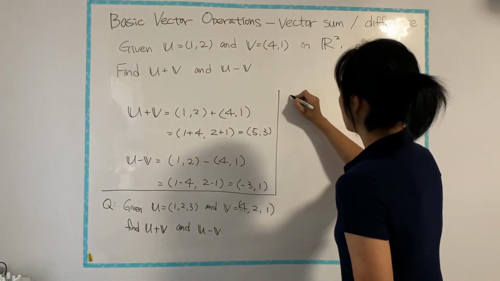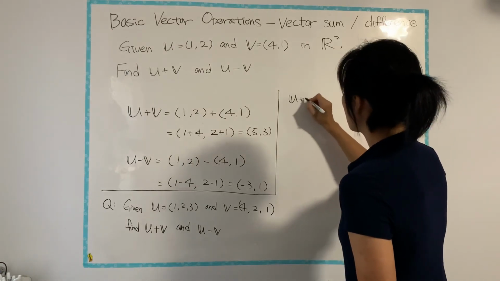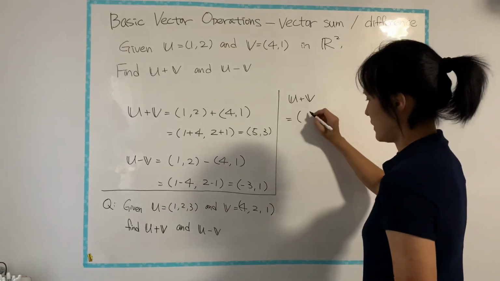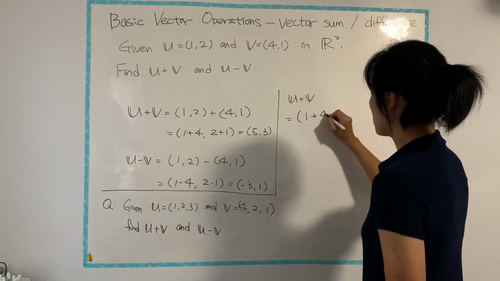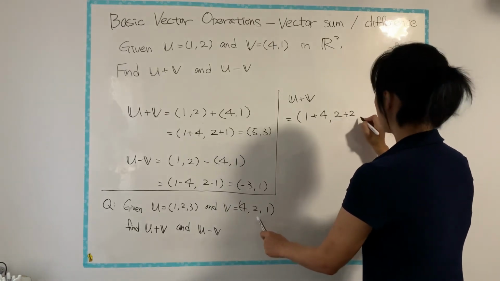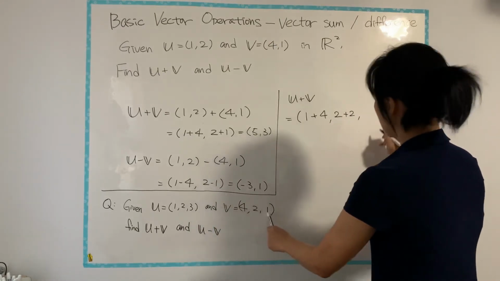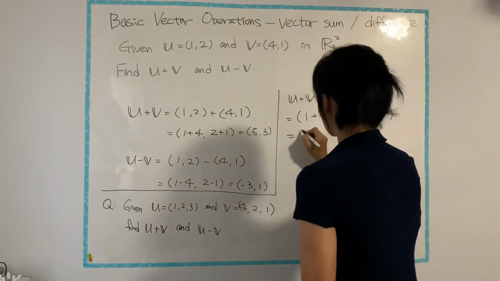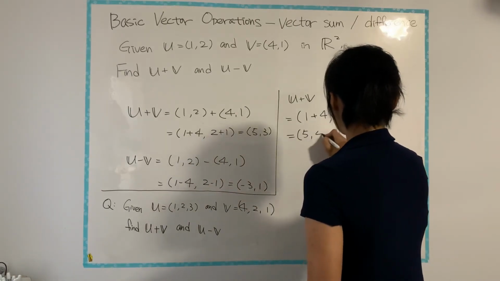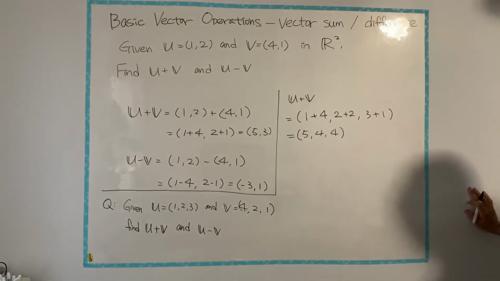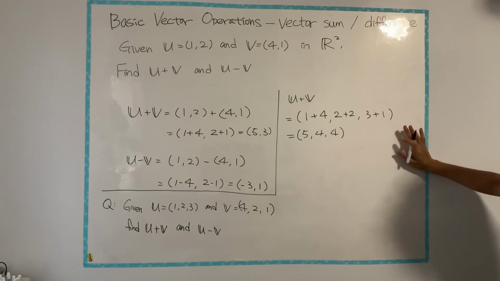So I would have u plus v being the vector 1 plus 4, 2 plus 2, and 3 plus 1. So write this out, 5, 4, 4. So this is vector u plus v.